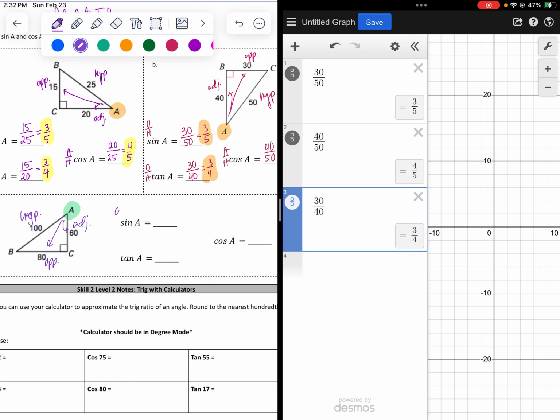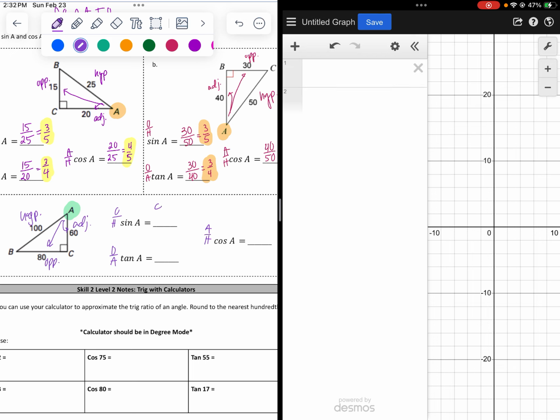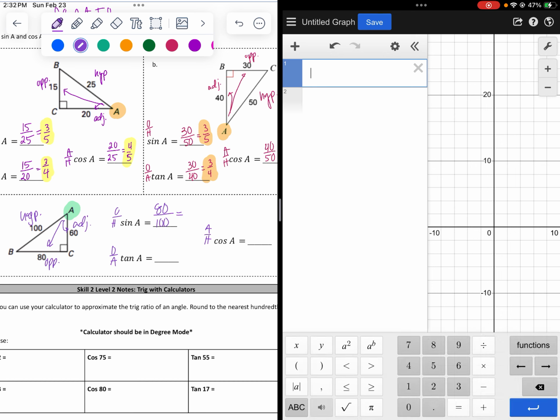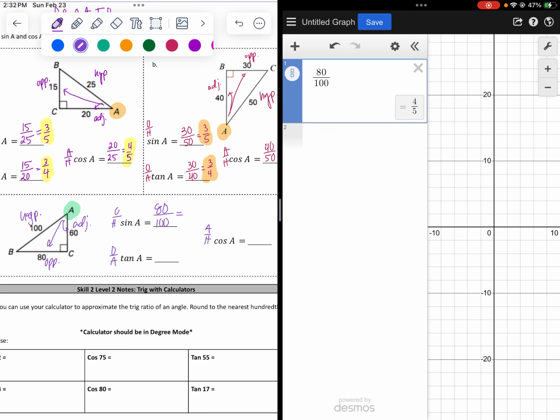Right? Sine is opposite over hypotenuse. Tangent is opposite over adjacent. Cosine is adjacent over hypotenuse. Let's fill it in. My opposite side is 80. My hypotenuse is 100. So I'm going to type in 80 divided by 100, see what pops out. Nice. We get 4/5.